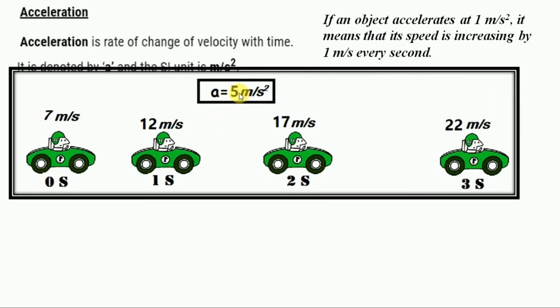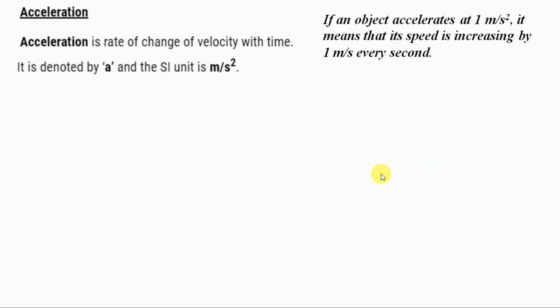And in another example, at 0 second the speed is 7 meter per second and the acceleration is 5 meter per second square. That means every 1 second the speed is increased by 5 meter per second. So out here it is plus 5, and at 3 seconds, it is 22 meter per second. So acceleration gives us the idea how fast the speed is increasing.